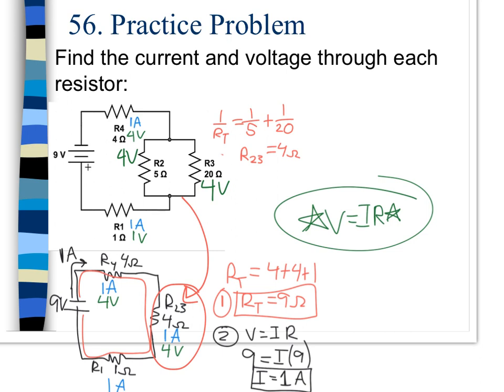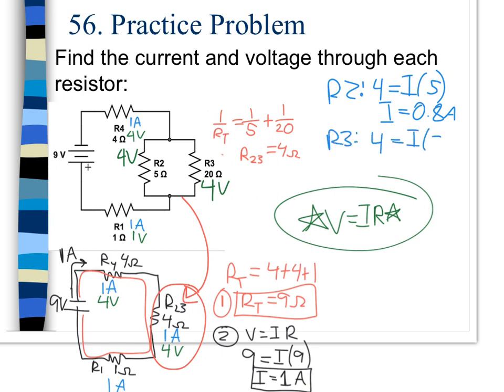The current then we can find using Ohm's law. So for the R2 we can say 4 equals I times 5. So the current there is 0.8 amps. And for R3 we can say 4 equals I times 20. So the current there is going to be 0.2 amps. All right, and so I can fill those in. So that's going to be 0.2 amps. That's going to be 0.8 amps.